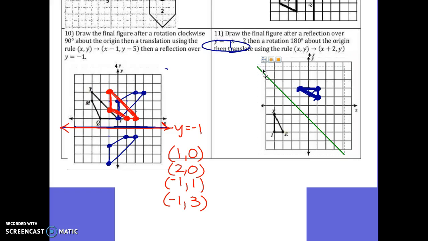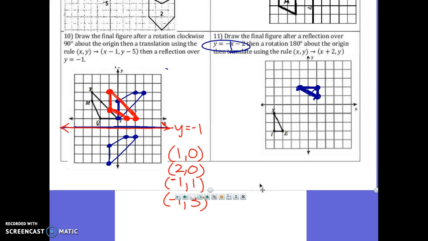Get rid of this green line. That's what I want to do. Okay. So that's the new shape after the reflection. Rotate 180. So I'm going to take the shape and rotate 180.